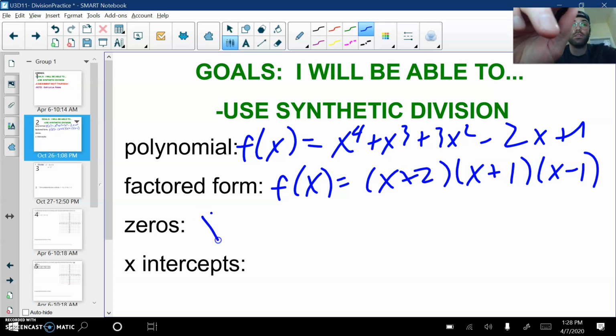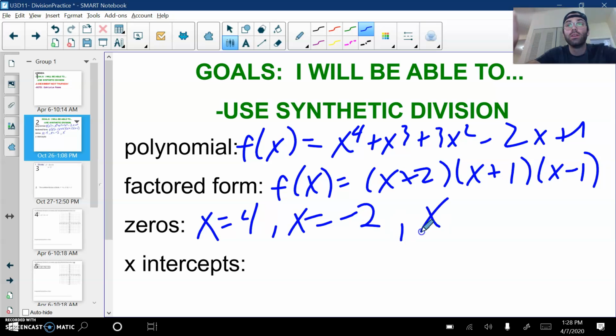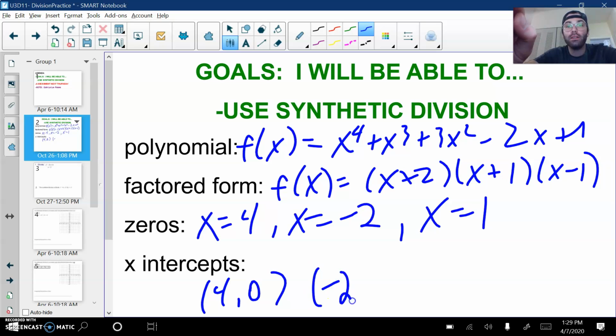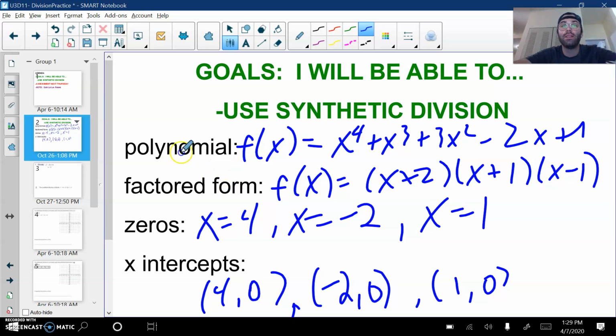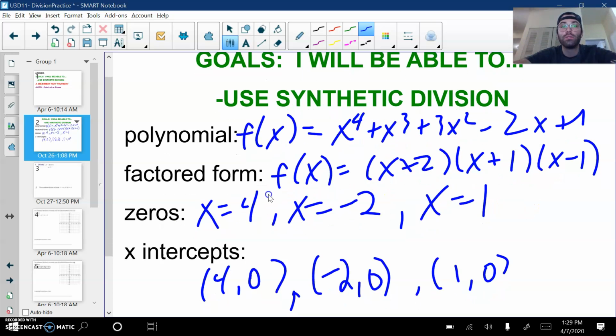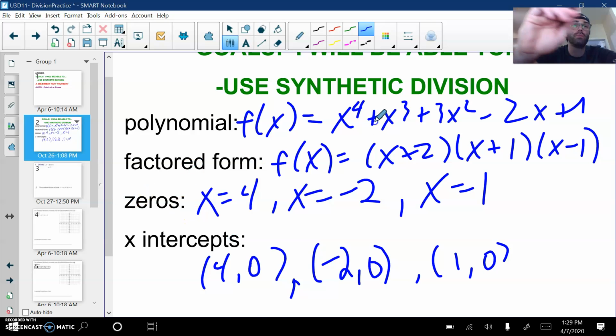Zeros, if I ask you for zeros, I'm looking for x equals 4, x equals -2, x equals 1. X-intercepts, if I use these zeros, I would write them as (4, 0), (-2, 0), and (1, 0). So make sure you understand the difference between the three. If I ask for a polynomial, this is what I'm looking for. If I ask for factored form, I'm looking for the factors. If I ask for the zeros, x equals a number, and x-intercepts are just written as ordered pairs.